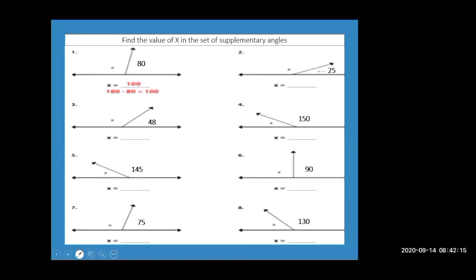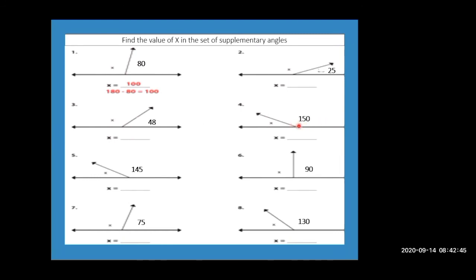Okay, the first angle is given, 25 degrees. 180 minus 25 equals 165. Very good. 155 degrees. The second is 48 degrees. So what will be the answer? Yes, 48 degrees. 180 minus 48 is 132. Very good.